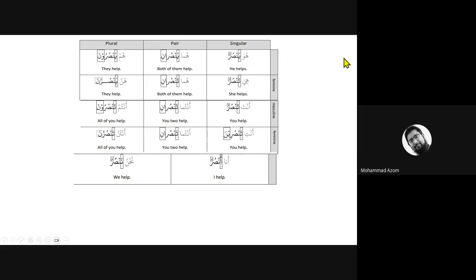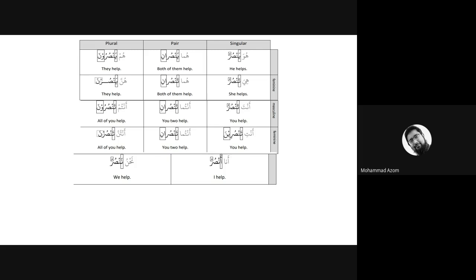Yansuru is he helps. Yansurani, like Muslimani, both of them help. Hum yansuruna, with una, they help. Hiya tansuru starts with a ta. Huma tansurani, hunna yansurna. Remember, ya has four options. So one, two, three, and this one, ya goes like this, and everything else is ta. Anta tansuru. So look at this: hiya and anta. Hiya is she, anta is masculine you, so you, brother. Both of them are the same thing. Tansuru and tansuru start with a ta and it's a u sound.